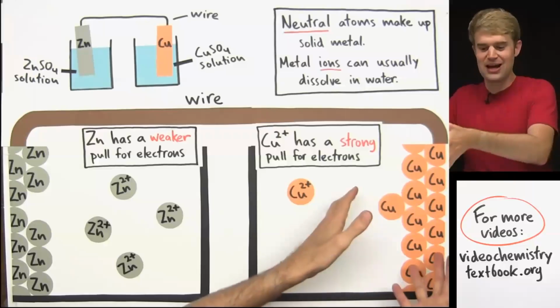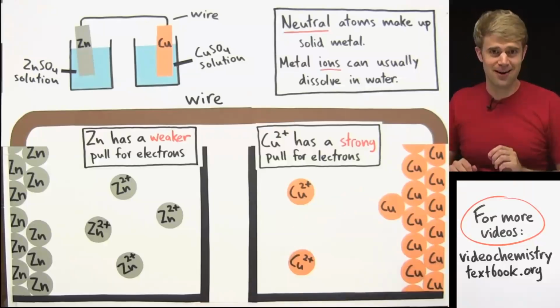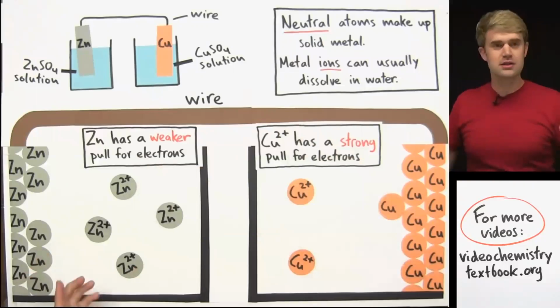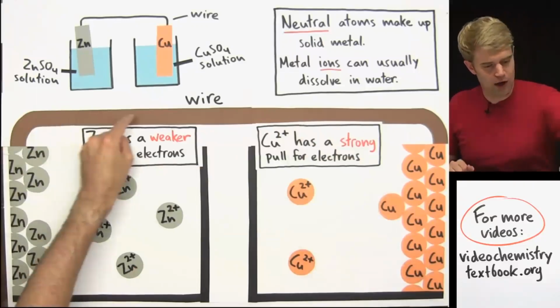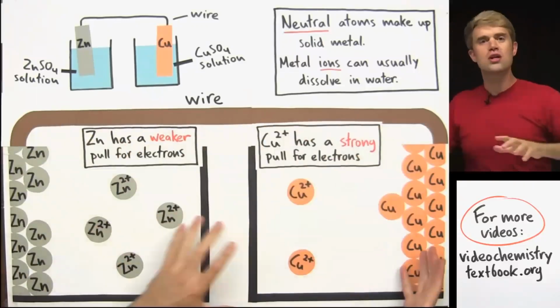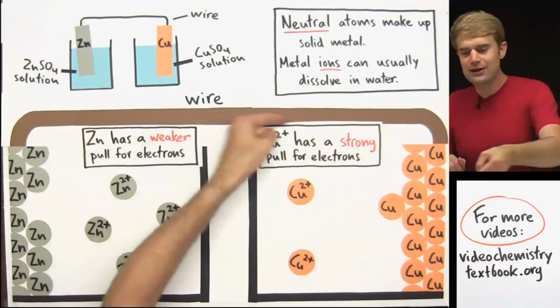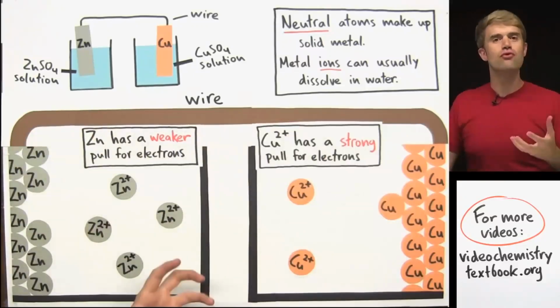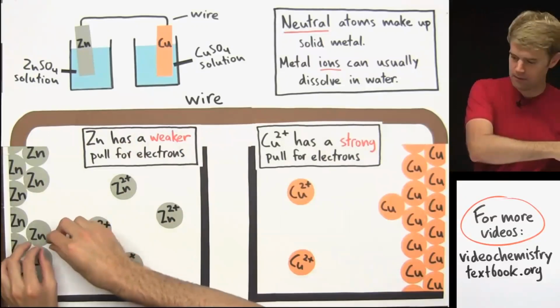Okay? So that's what happens to the copper. Now, notice that for this whole process to happen, electrons have to move through this wire, and that's where the electricity, the electron movement comes from. Let's see that one more time.